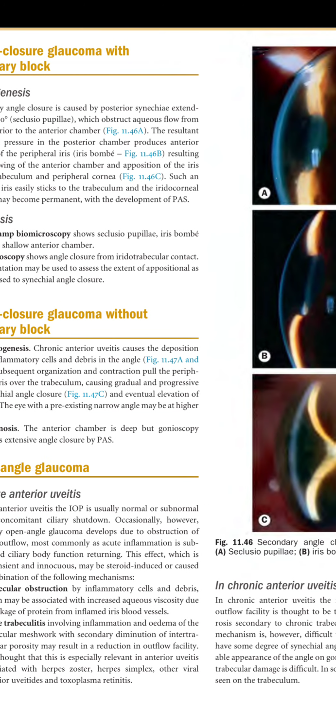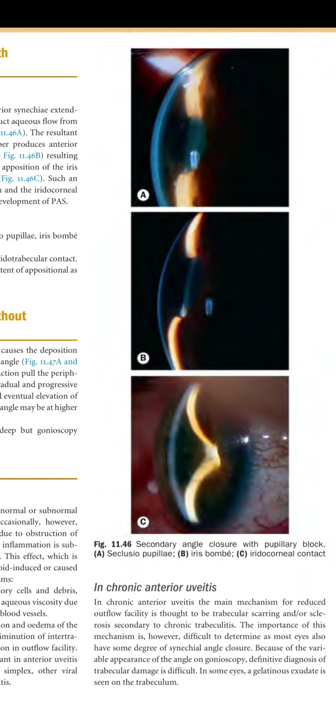In a chronic anterior uveitis, the main mechanism for reduced outflow facility is thought to be trabecular scarring. So in this case, the trabeculum itself becomes scarred and or sclerosed secondary to the chronic trabeculitis. The importance of this mechanism is, however, difficult to determine, as most eyes also have some degree of synechial angle closure. Because of the variable appearance of the angle on gonioscopy, definitive diagnosis of the trabecular damage is difficult.